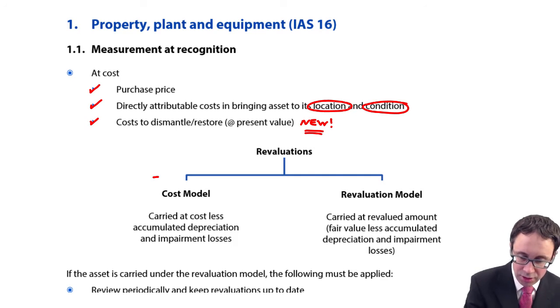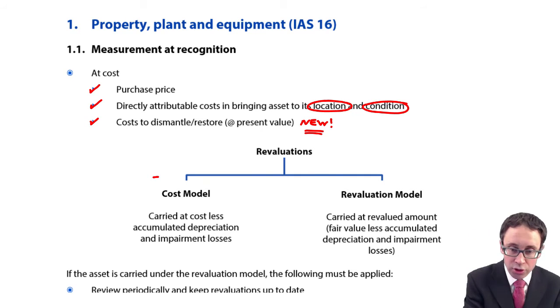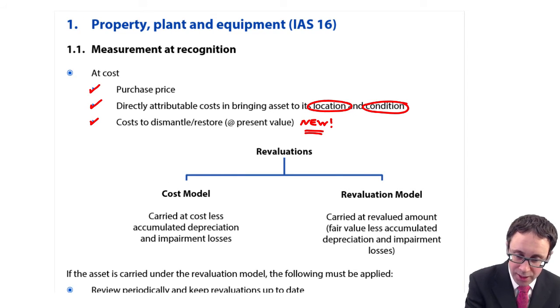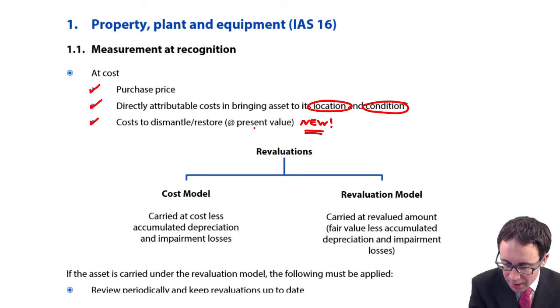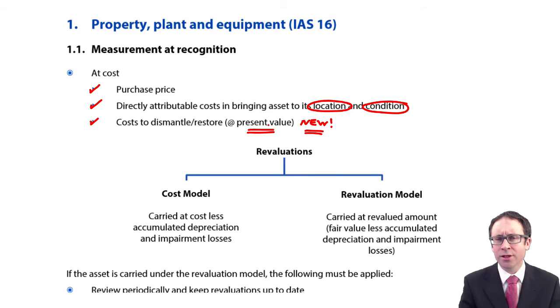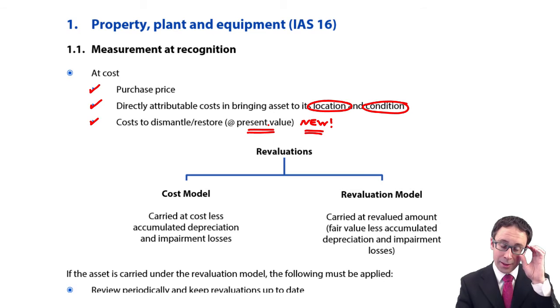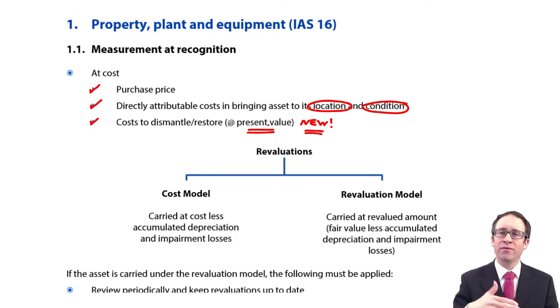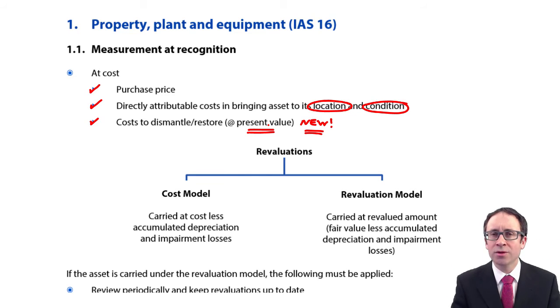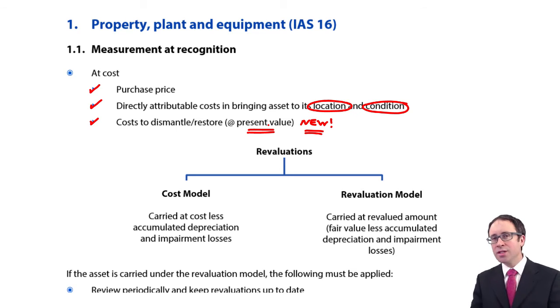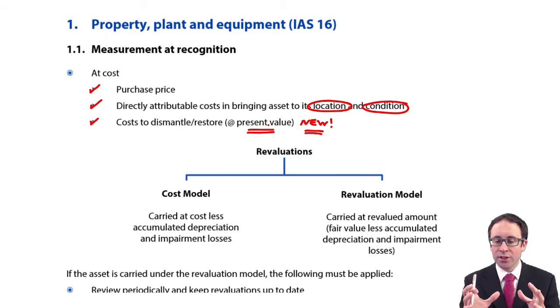So any costs to dismantle the asset, any costs to restore the land or the seabed to its original condition will be recognized as part of the cost of that property, plant and equipment. Key bit is that is going to be at present value. Okay, so therefore we would need to do a little bit of discounting and then unwind the discount. But whoa, hang on a minute. That's way too advanced at this point in time. Well, as I said, we'll see that in one of the later chapters. Okay, so that's what we do initially.